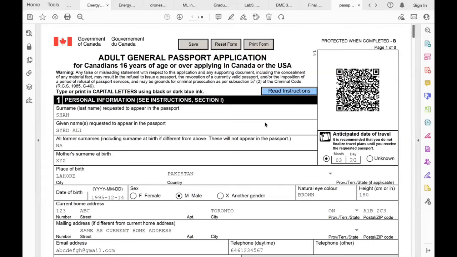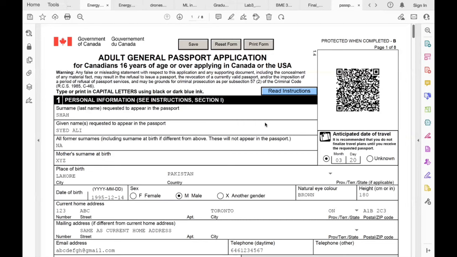Everything should be in capital letters and you use black or dark blue ink. When you are signing your application, you need to take out the prints and then sign it. So use black or dark blue ink. The first section is about your personal information.